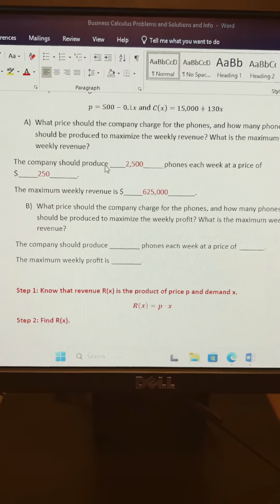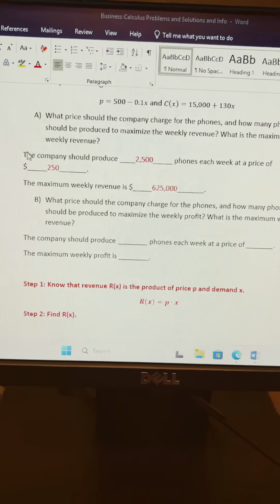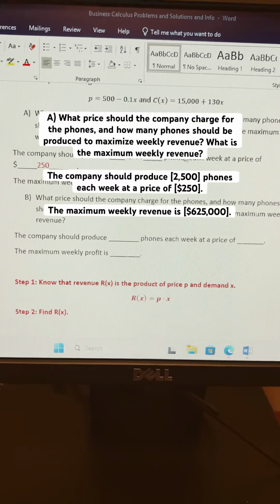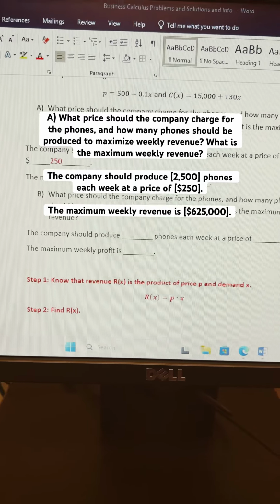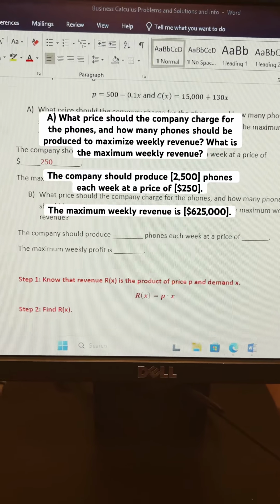Part B is going to have to be a separate video, but this means that the company should produce 2,500 phones each week at a price of $250 for a maximum weekly revenue of $625,000.